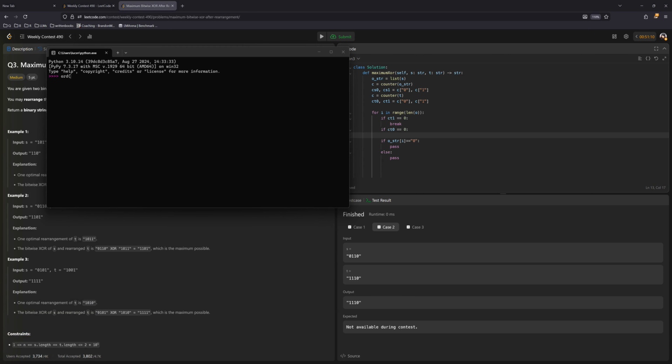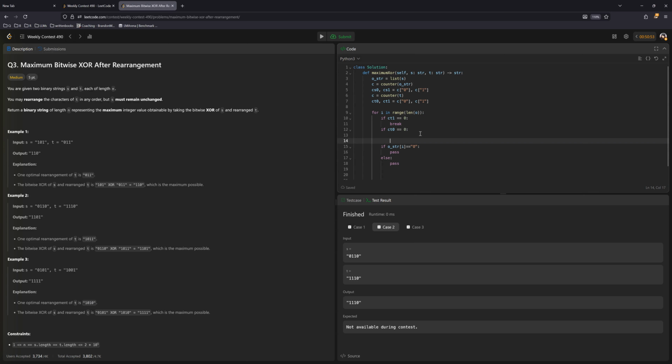Let's see. ORD of 0. Cool. All right, then OSTR of I equals CHR of 1 XOR ORD STR of I. We're flipping it, and we don't have a choice. Otherwise, we do have a choice.